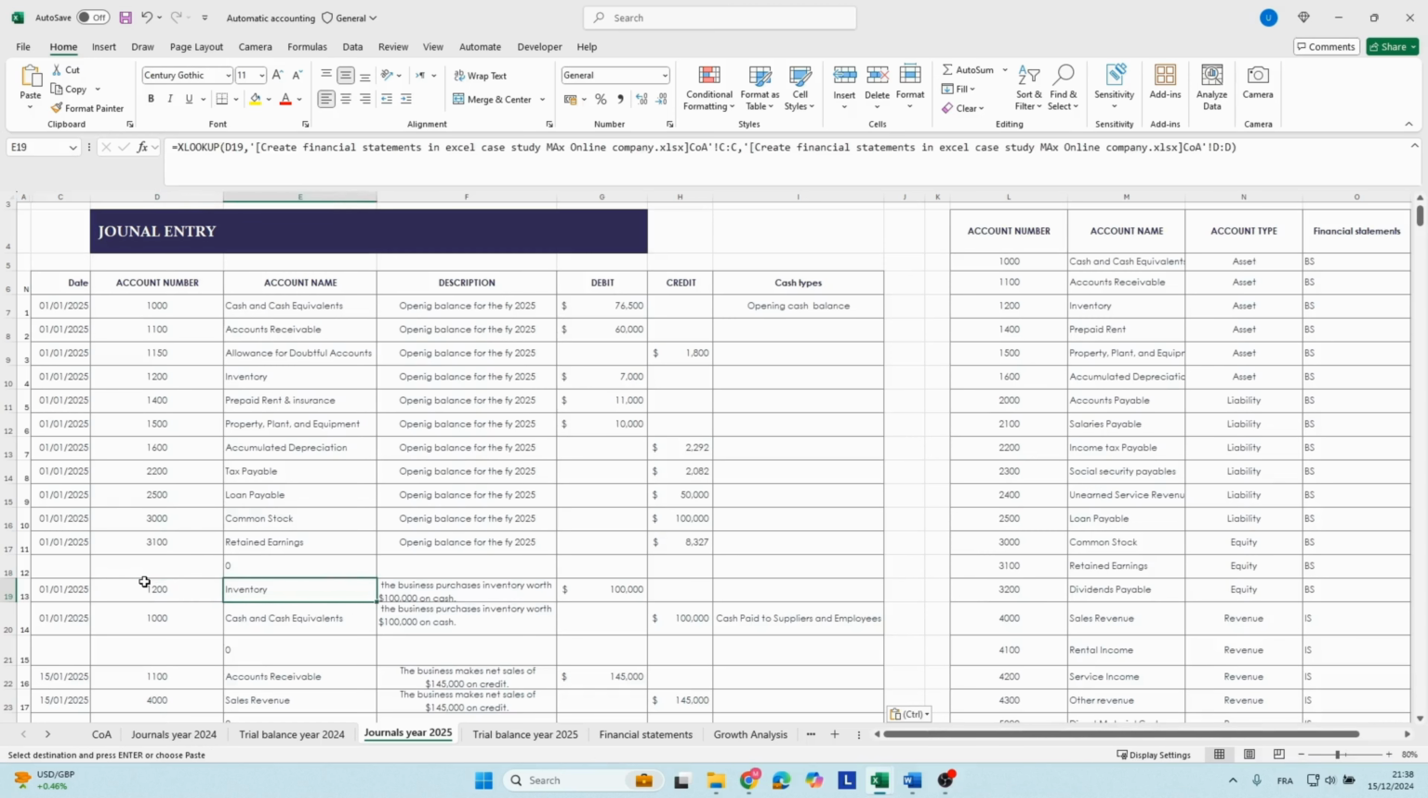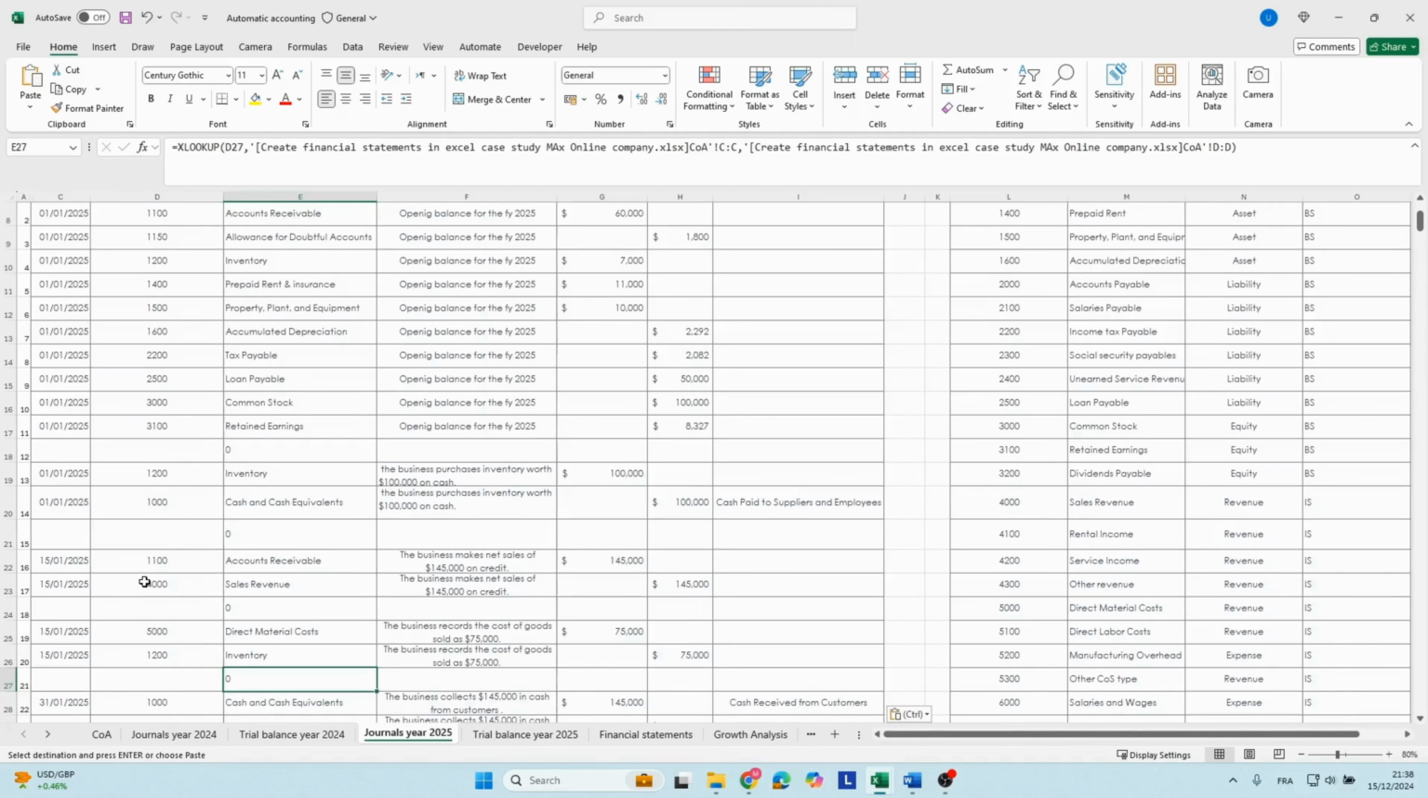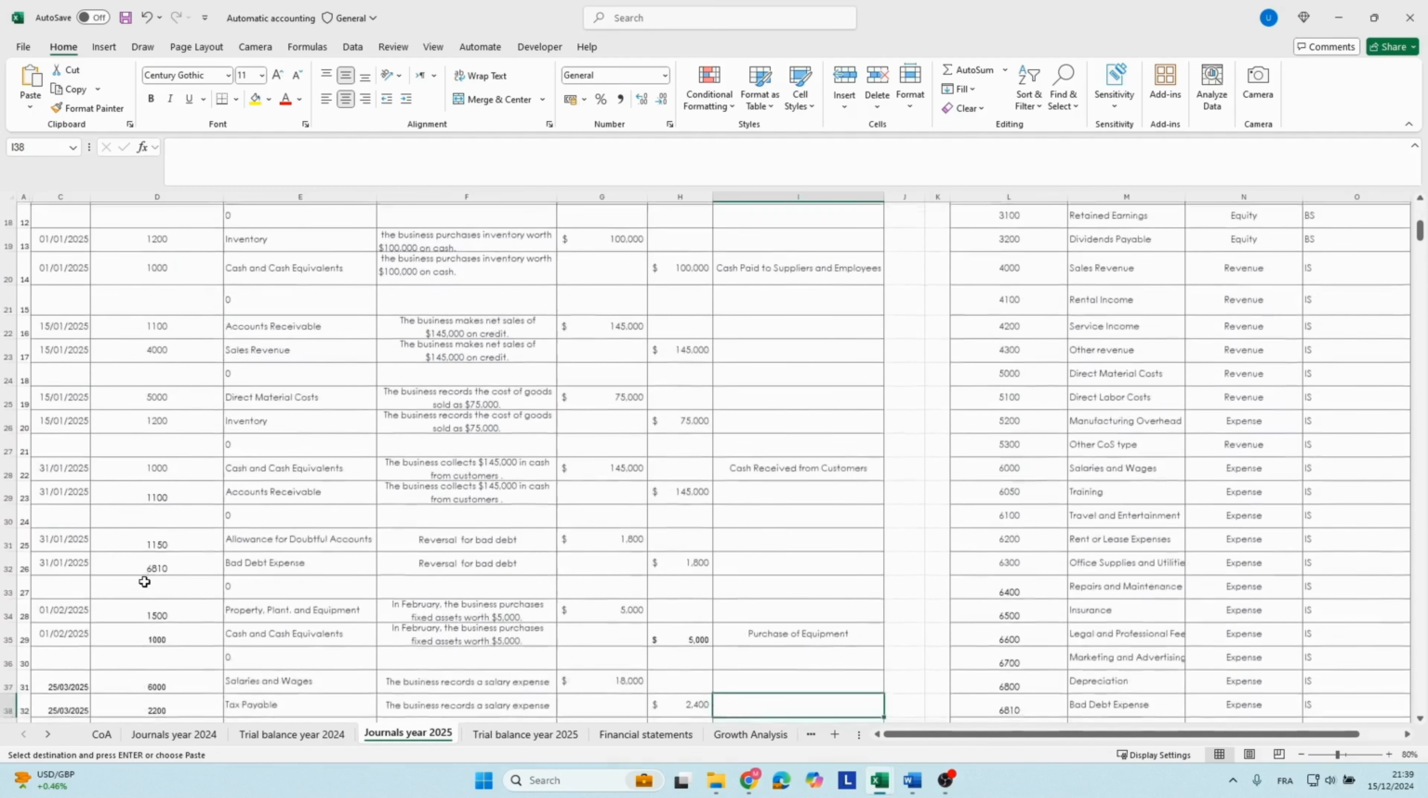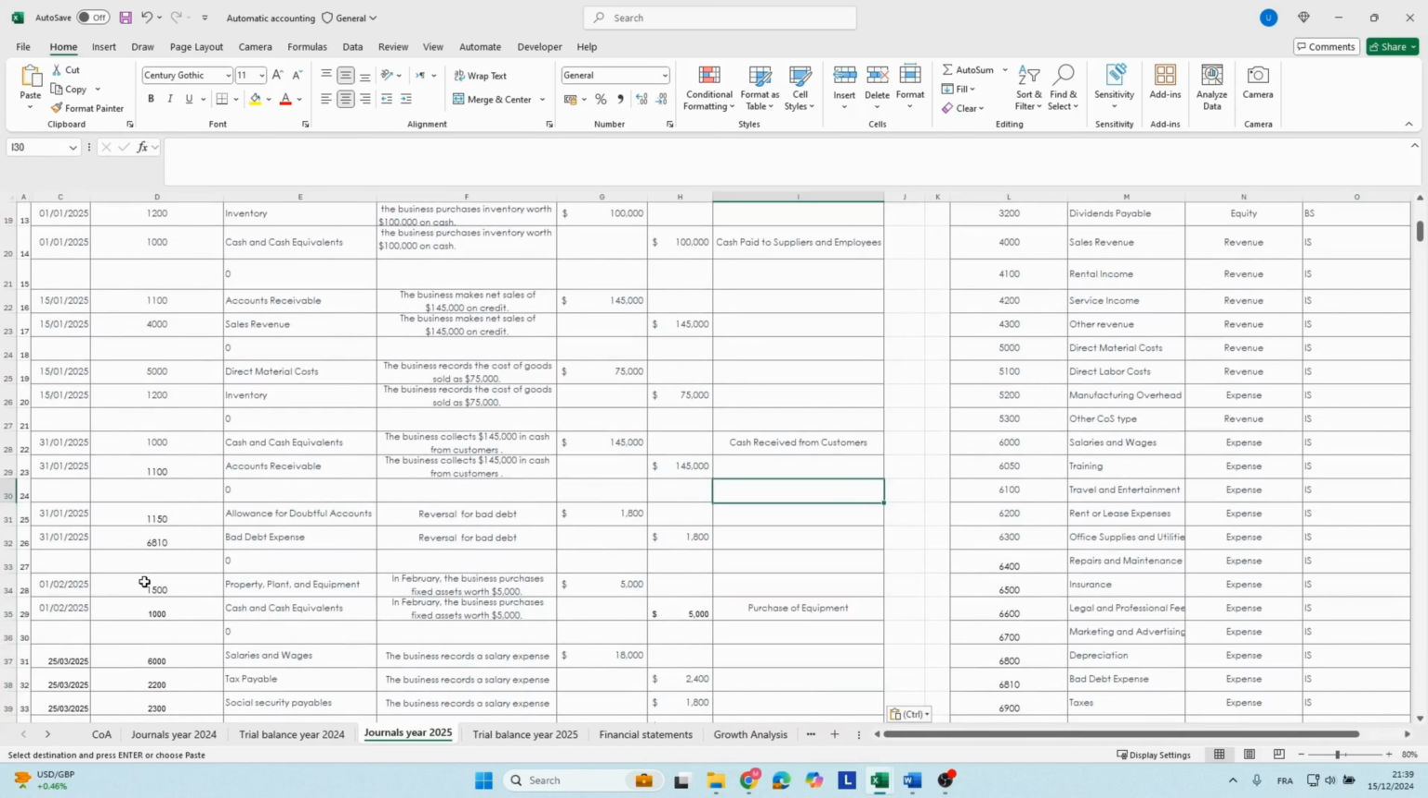So we have inventory. This is we have seen before. Account receivable. The first transaction, we buy inventory. We paid with the cash. So we use the cash type, which is 11, which is cash paid to suppliers. So this is all the transaction that we have booked during the year, different purchase and sales.